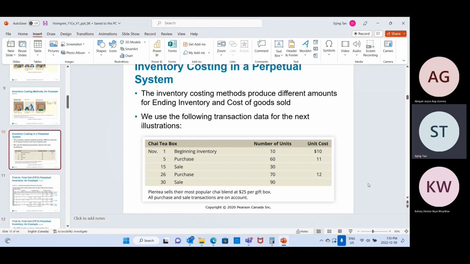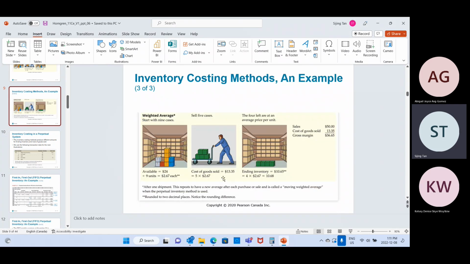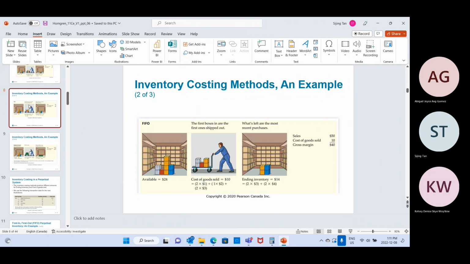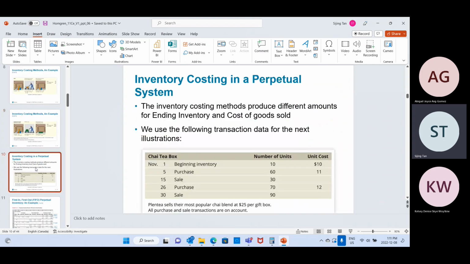Here is an example: inventory costing in a perpetual system. The inventory costing methods produce different amounts for ending inventory and cost of goods sold, as we can see. Cost of goods sold under weighted average will be $13.35, under FIFO will be $10, and under the specific method will be $13. So there's always a different cost of goods sold, and it totally depends on which method the company uses.